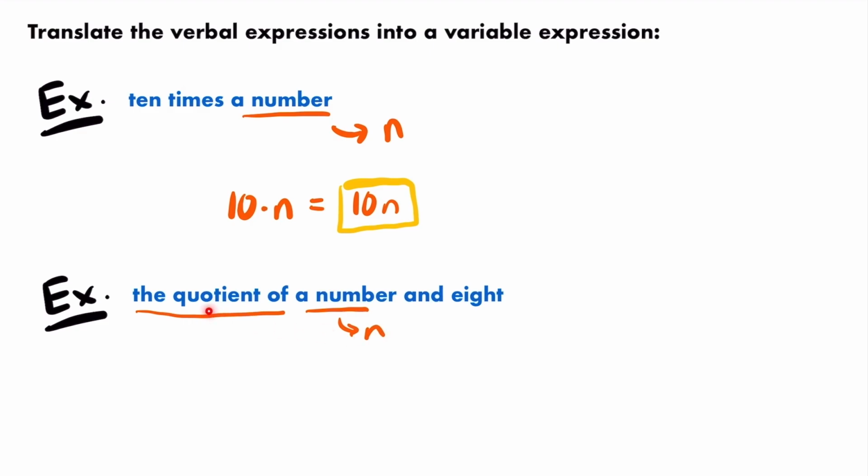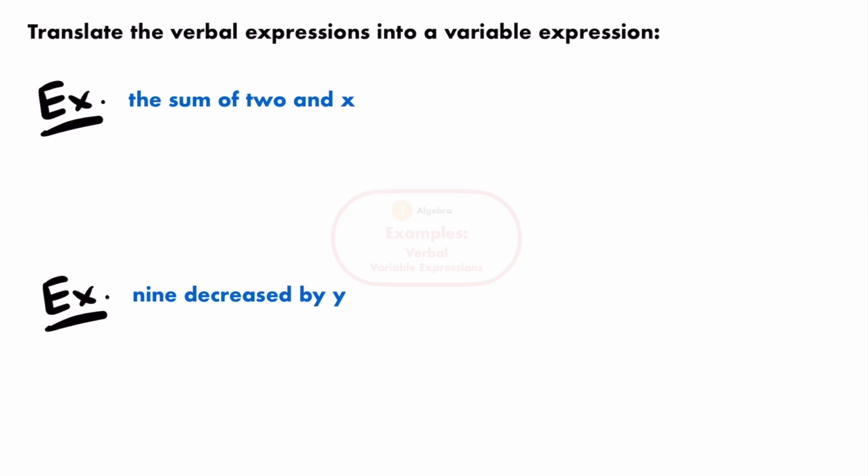And so if we have the quotient of that number and 8, I'm going to write a division bar or fraction bar, and we'll have that number n in the numerator, or the top of the fraction, and then 8 in the denominator, or the bottom of that fraction. When you have the quotient of some number and another number, the first number goes on top of the division bar, and the second number goes in the bottom. All right, so that would be the variable expression represented by this verbal expression.